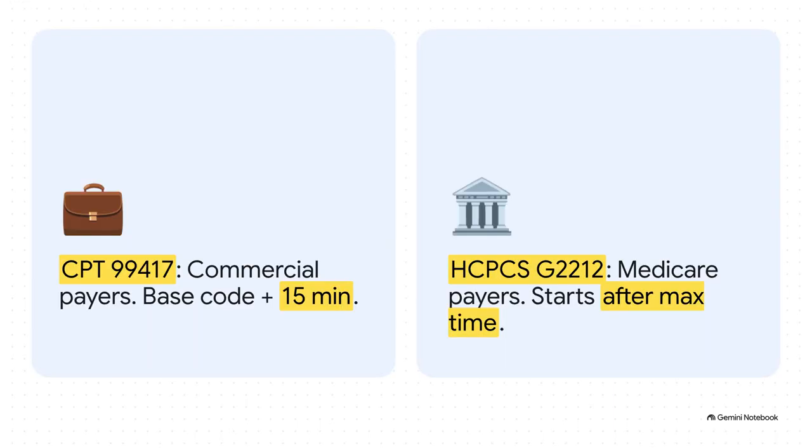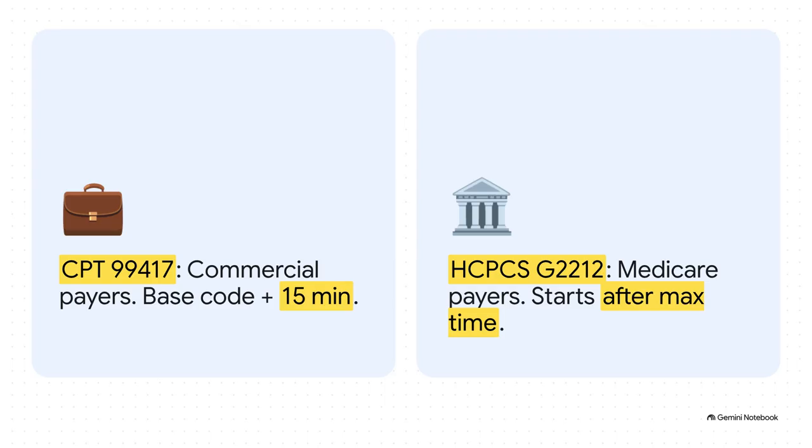But what happens when your time goes beyond those maximums? Well, that's where prolonged services come in, and you need to be careful here because there is a critical divergence based on the payer. For commercial payers, you're going to use CPT code 99417, which is a neat little add-on code applied for every additional 15 minutes. But for Medicare, you must use HCPCS code G2212. These are totally distinct billing code sets, and Medicare is incredibly strict.